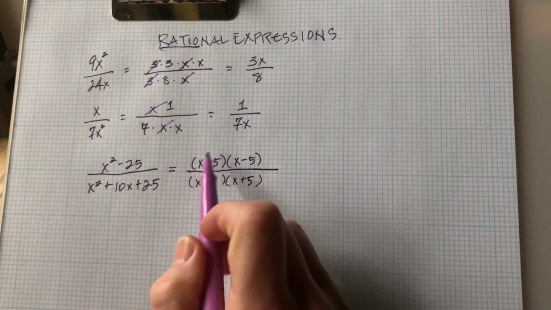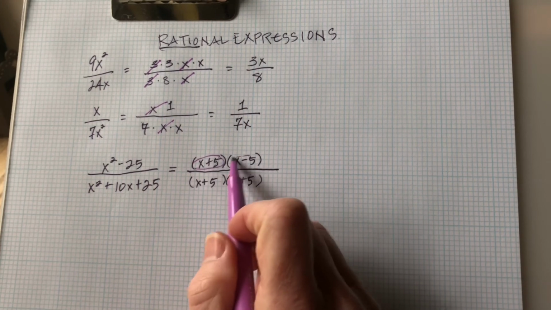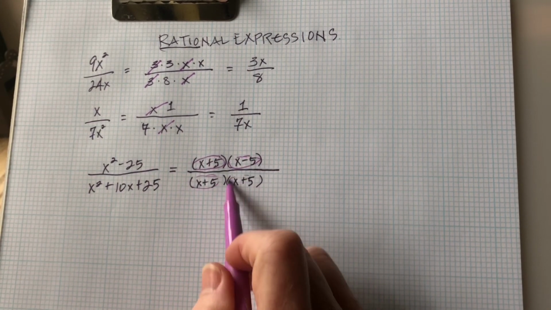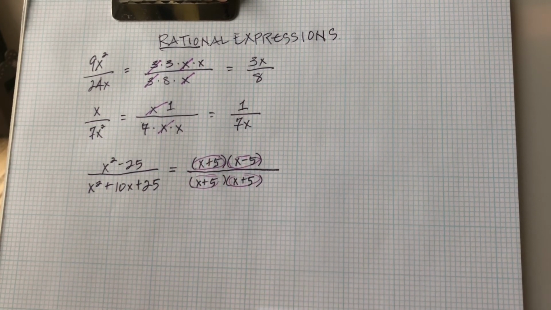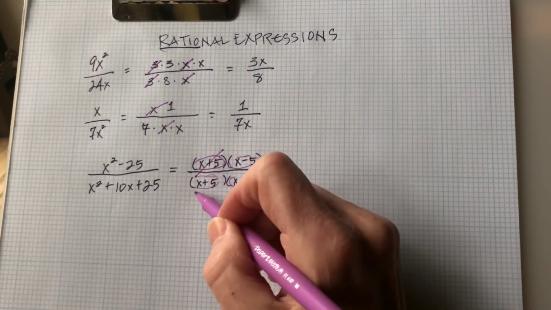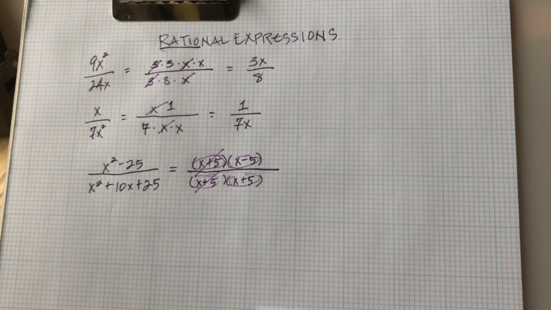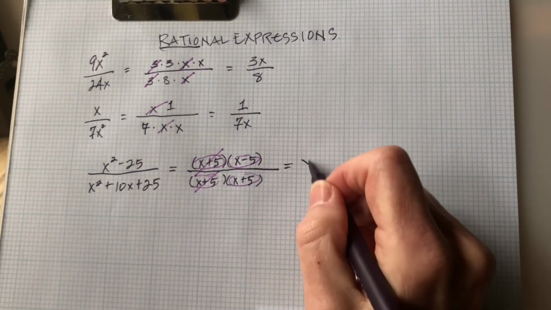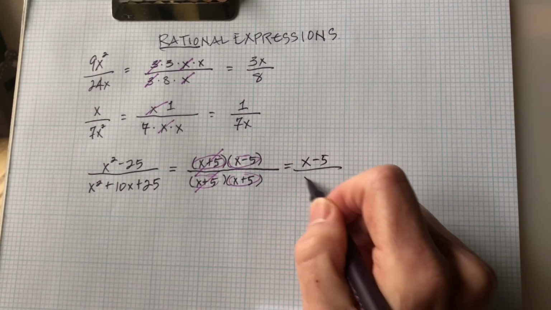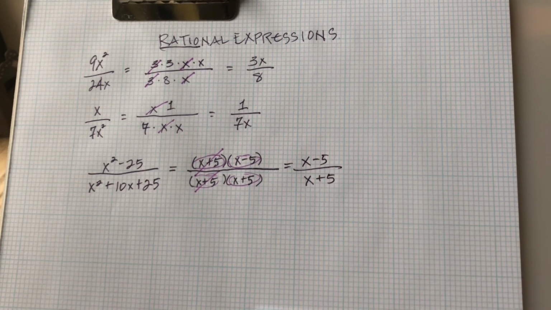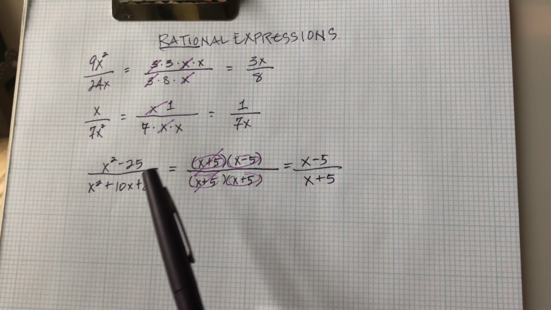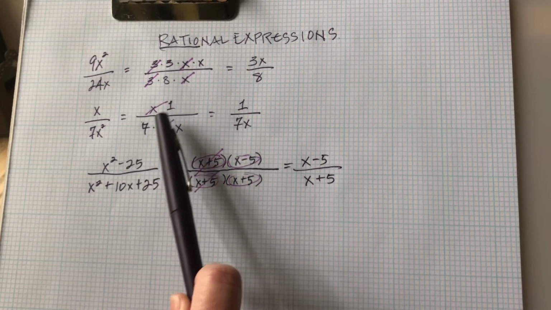Okay, so now we have things that are being multiplied. We have factors, like this whole thing is a factor, this whole thing is a factor, this whole thing, and this whole thing. Each of those 4 things is a factor. And then if you have factors in common, you can cancel those out. And our final answer in this case is going to be x minus 5 divided by x plus 5. And that's it.